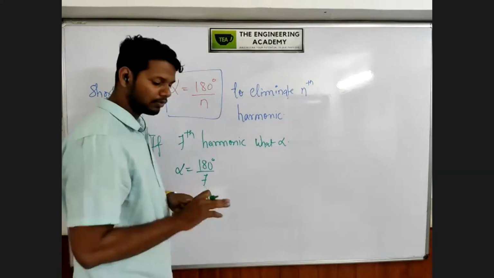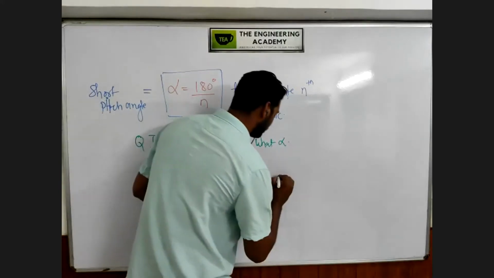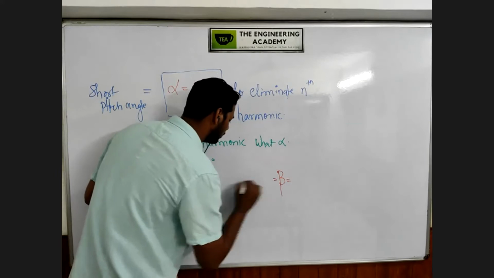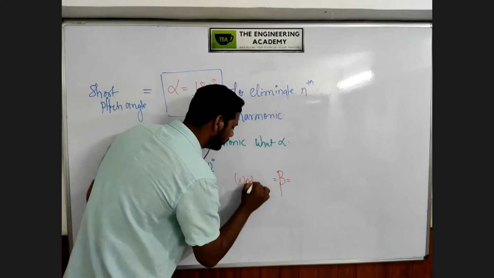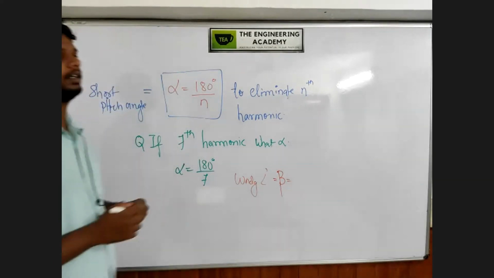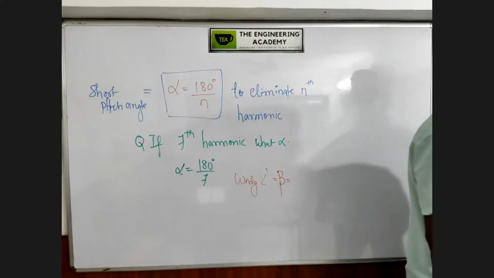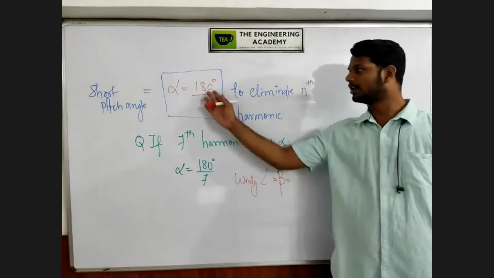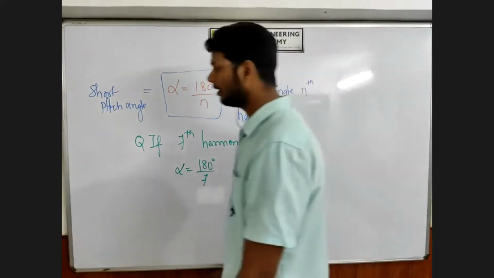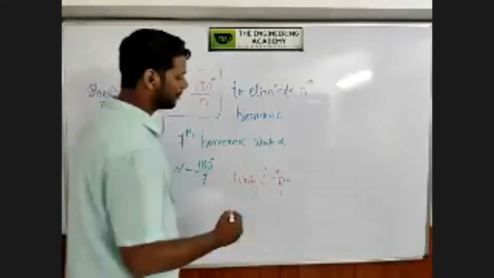From this, what will be the winding angle? Can anyone tell me the formula for the winding angle, beta? I have given the formula for winding angle also. Instead of alpha, put 180 minus alpha.